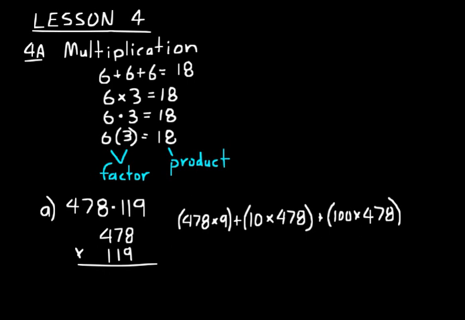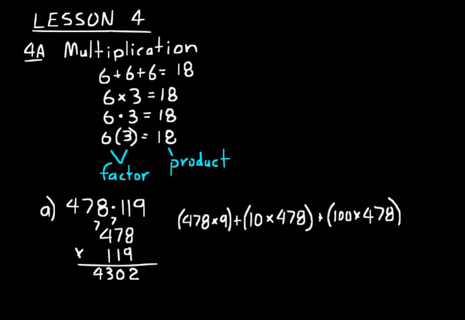So we'll start with 9 times 478, and let's work on that. 8 times 9 is 72. We put a 2 down here, bring a 7 up to the top. 7 times 9 is 63, plus 7 would be a 70. So we put a 0 here and a 7 up here. 4 times 9 is 36, plus 7 would be 43. So we have 4,302. That's what 478 times 9 equals.